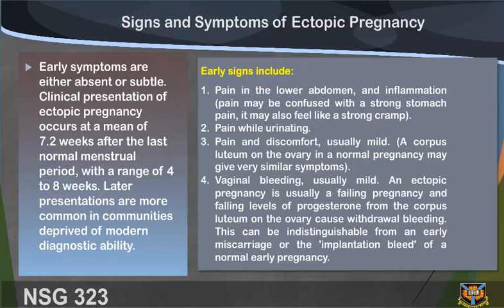2. Pain while urinating. 3. Pain and discomfort, usually mild. A corpus luteum on the ovary in a normal pregnancy may give very similar symptoms. 4. Vaginal bleeding, usually mild. An ectopic pregnancy is usually a failing pregnancy, and failing levels of progesterone from the corpus luteum on the ovary cause withdrawal bleeding. This can be indistinguishable from an early miscarriage or the implantation bleed of a normal early pregnancy.